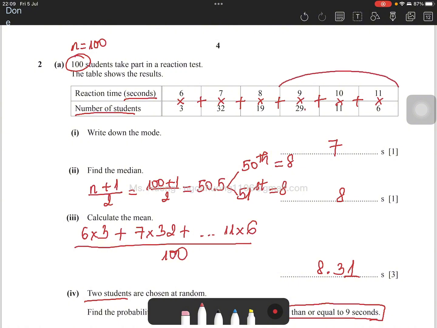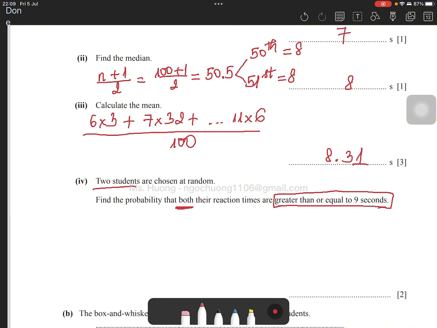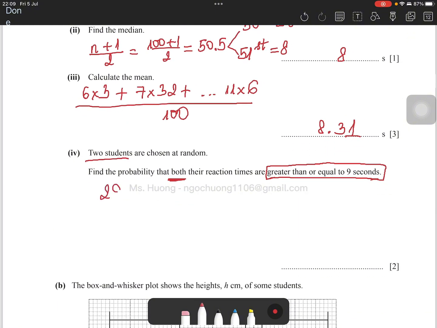So we add up 29 plus 11 is 40. 40 plus 6 is 46. So I'll write down 29 plus 11 plus 6. There are 46 students whose reaction times are greater than or equal to 9 seconds. And the total number of students is 100.